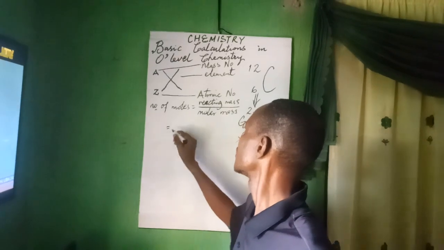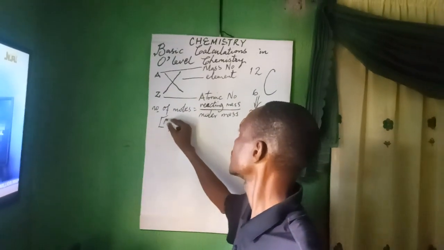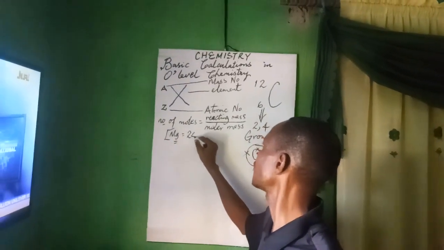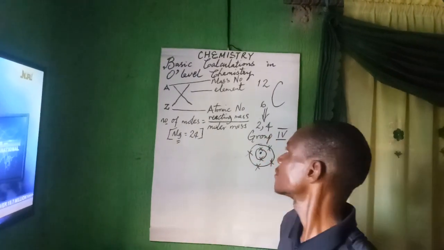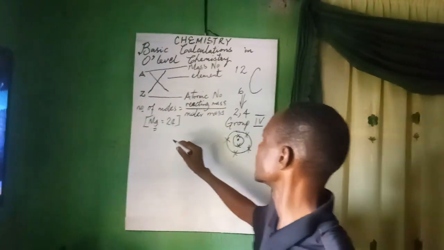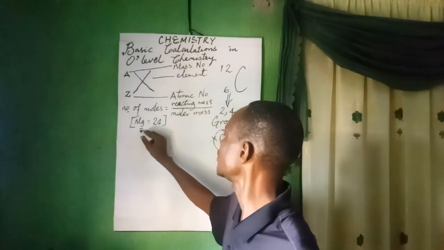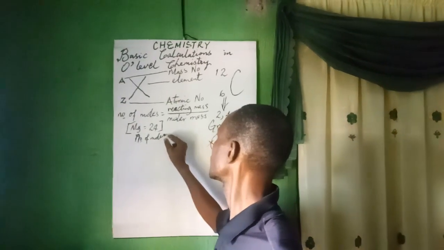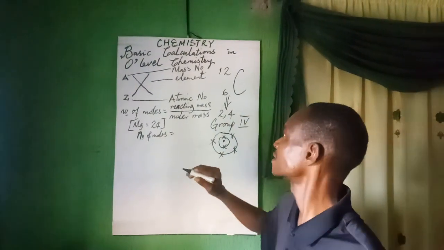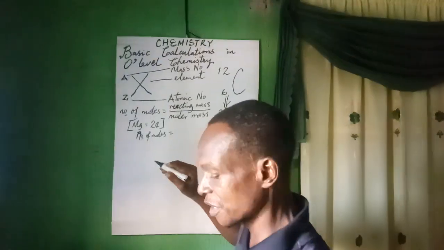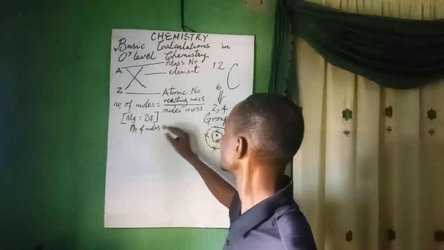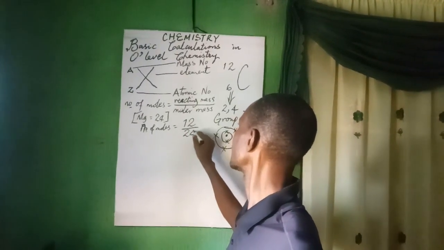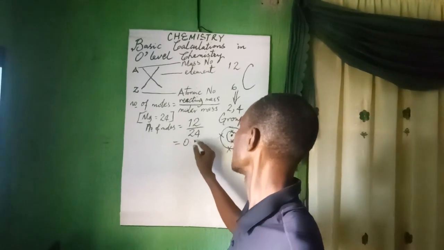Now we move on. Magnesium, Mg, has relative atomic mass of 24. So if we are to calculate the number of moles of magnesium as stated in this question, we are going to say N, or number of moles, is equal to reacting mass, which we have been given in this question to be 12 grams. So we are going to say 12 all over 24, and that will give us 0.5.